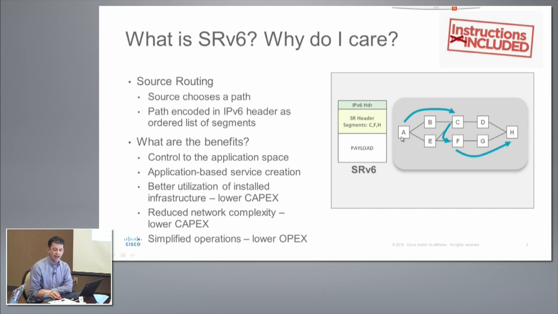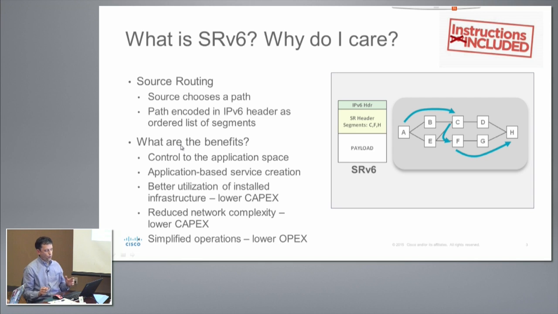So if I have a traffic that wants to go from A to H, I can include an SRH header that says, let's make a stop on C, then continuing on to F, and then going on to H. So the IPv6 addresses are my instructions.